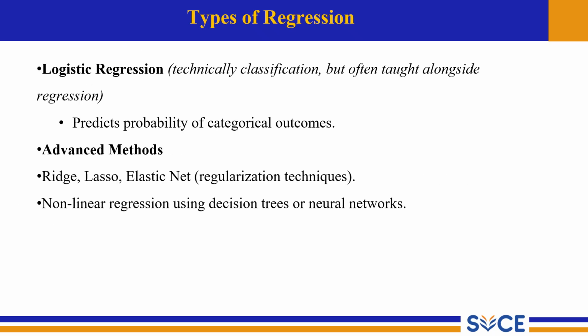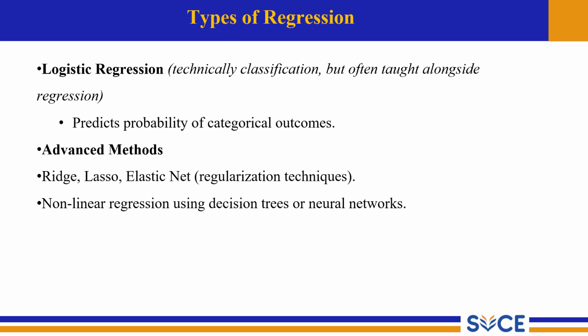Next, logistic regression and advanced regression methods. Although logistic regression is technically a classification algorithm, it's usually taught alongside regression because of how similar the structure is. But instead of predicting a continuous value, logistic regression predicts the probability of a categorical outcome. For example, it can estimate whether a customer will buy or not buy a product or whether a tumor is benign or malignant, and it uses the sigmoid function to squeeze outputs between 0 and 1, making it ideal for probability-based decisions.